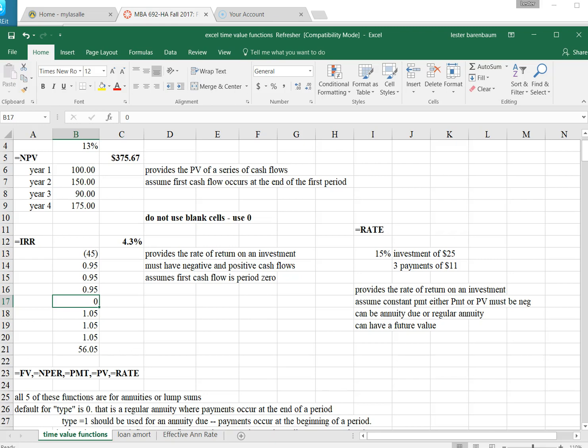So for example, if I delete the 0, notice the rate goes from 4.3% up to 5%, because what Excel does is collapse the column, and it assumes that these monies, starting with this $5, are occurring sooner. So again, IRR provides the rate of return on investment. You need to have negative and positive cash flows. It assumes the first cash flow period is time period 0.